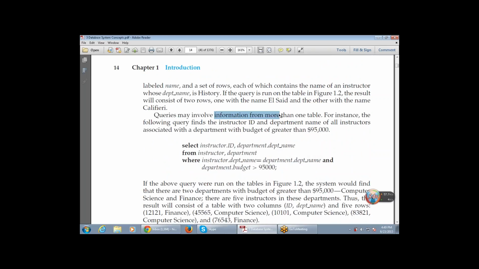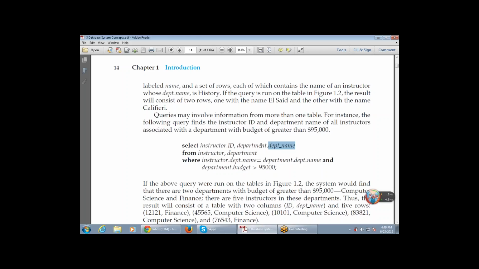The query may also involve information from more than one table. That is, within a query we can use more than one table at the same time. That is, select instructor.id, department name. Why instructor.id? This is the name of the first table and the id is the field that is taken. The department name is the attribute or column of the next table, that is the department table, so department.dept_name, not id but name, from the instructor, from the department.